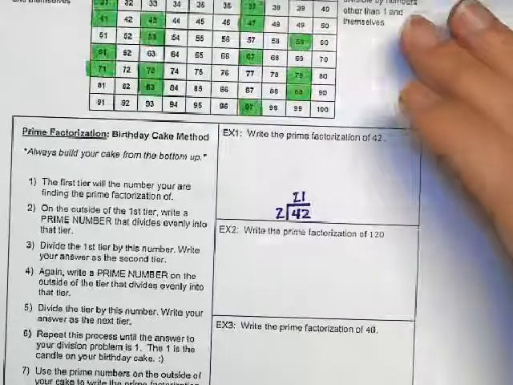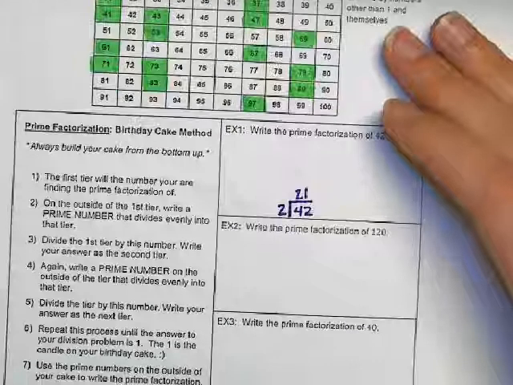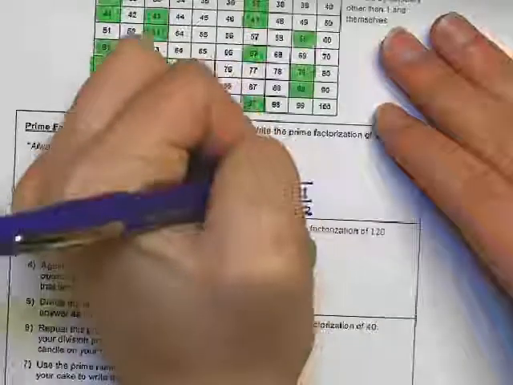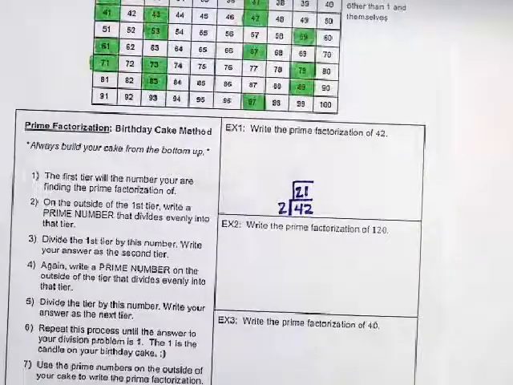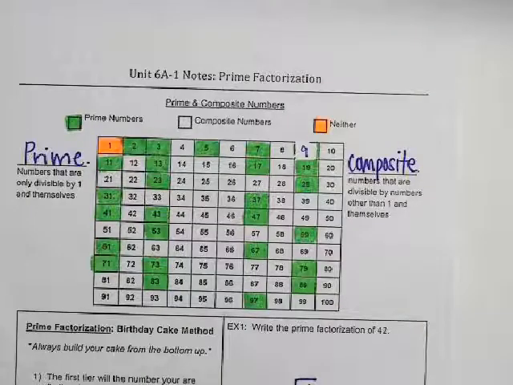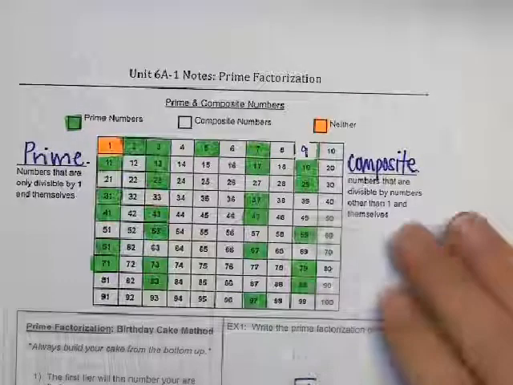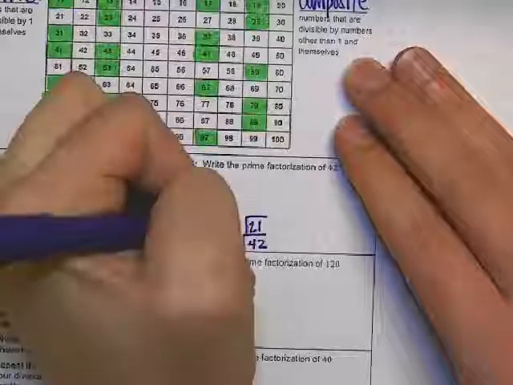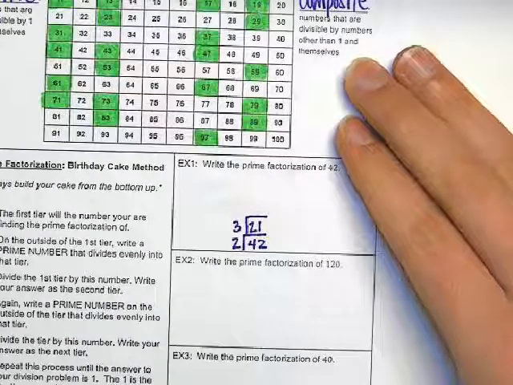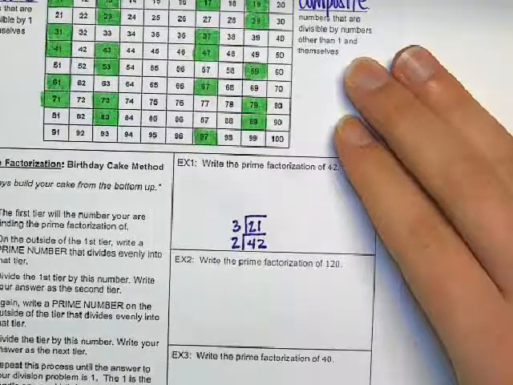All right, 21 is the next tier of the birthday cake. So now I'm going to draw the division bar. And then we go back to our prime numbers, and I start with the first prime number, and I say, can 21 be divided by 2? No, because it's not even. Then I move to the next prime number. Can 21 be divided by 3? Yes. So now 3 goes on the outside. What is 21 divided by 3? 7.